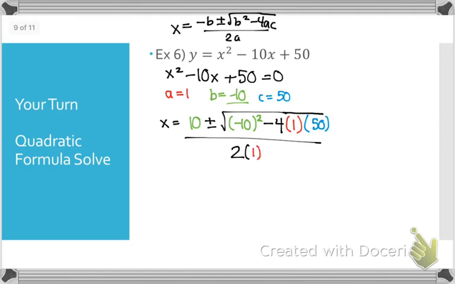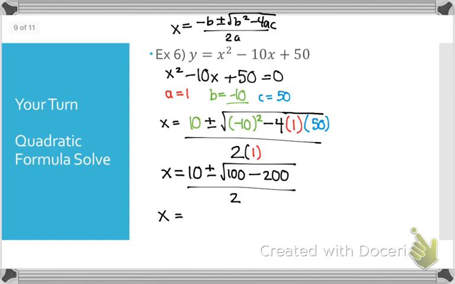All right, so we're going to continue this. We're going to simplify this. And again, I would strongly advise that we use a calculator for this. We got 10 plus or minus the square root. Let's clean this up. Negative 10 squared is 100. And then we have 100 minus 4 times 50, which is minus 200, all divided by 2 times 1 is 2. And then we get x is equal to 10 plus or minus the square root of negative 100.